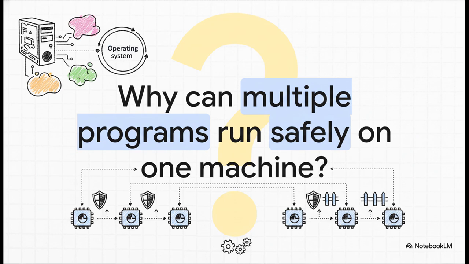How on earth can your computer, which might only have a handful of CPU cores, juggle dozens, maybe even hundreds of different apps at once without them all just crashing into each other? The answer, as you might guess, is all about the operating system.